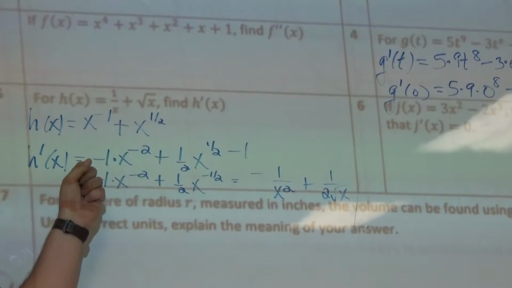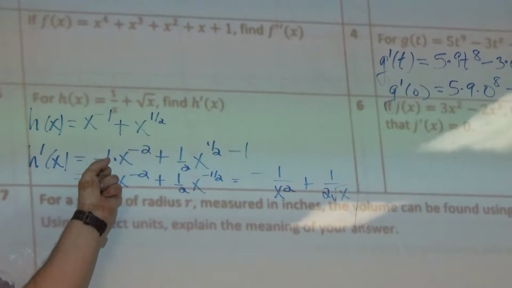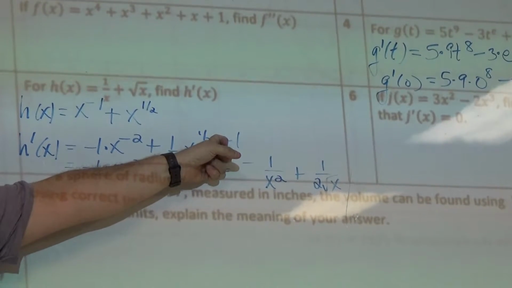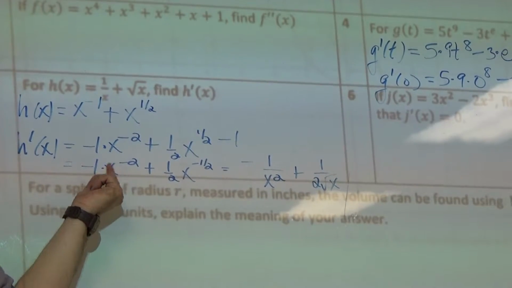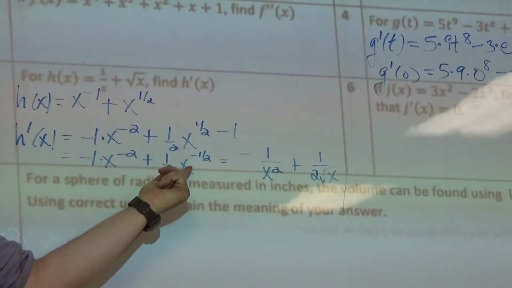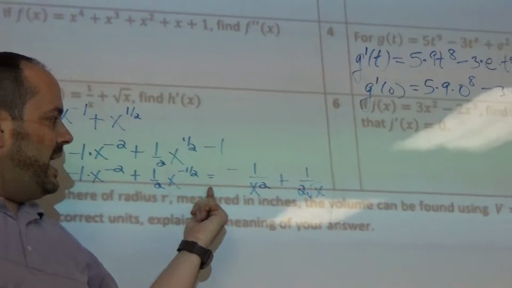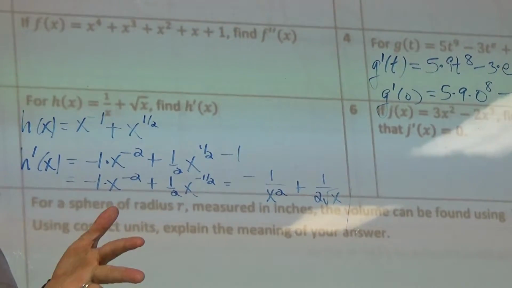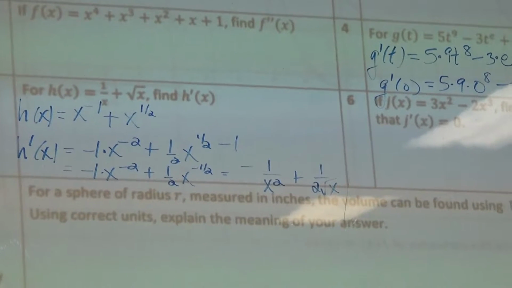All right, so if all goes well, you use your power rule. You bring the negative 1 down, reduce the power by 1, it's negative 2. Bring the power down, it's a half. Reduce the power by 1. You could leave your answer as negative 1 times x to the negative 2 plus 1/2 x to the negative 1/2. Or you could say h prime is negative 1 over x squared plus 1 over 2 square roots of x. How many guys came up with one of those versions as your derivative?